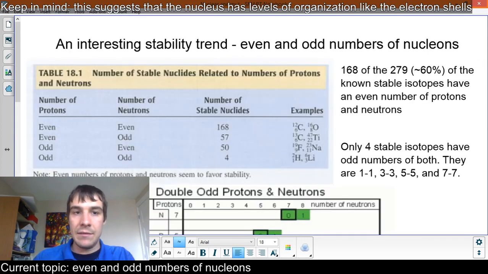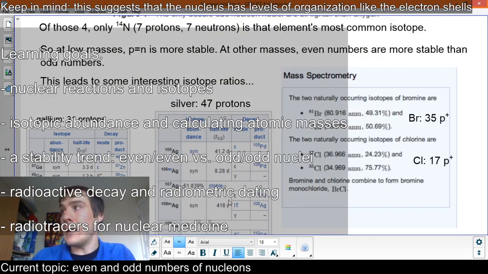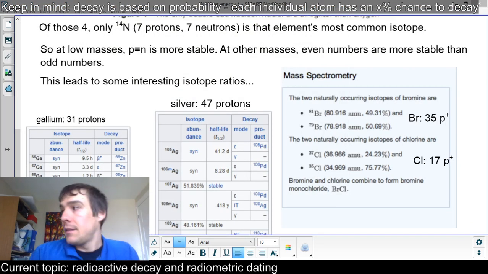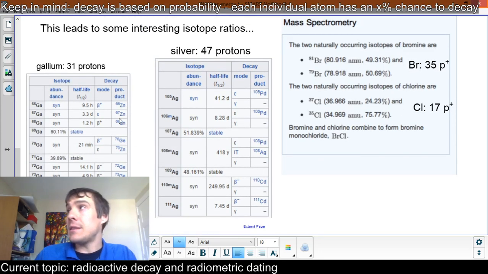So that's that cool stability trend. Next, we're going to talk about radioactive decay and radiometric dating. So I'm going to pause for a sec. Now that we know about stability and things like that, this is actually a great place to talk about radioactive decay, because you can see this stuff here.